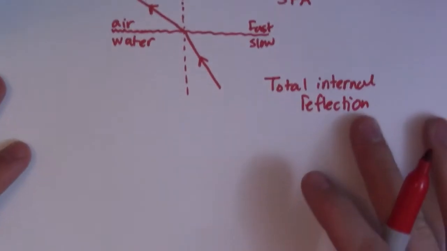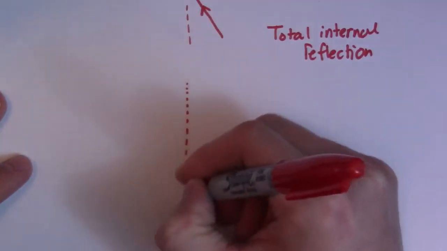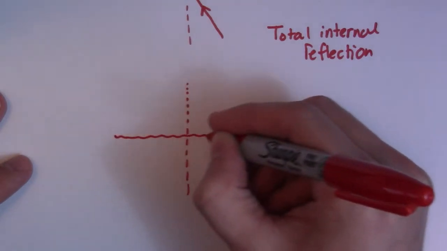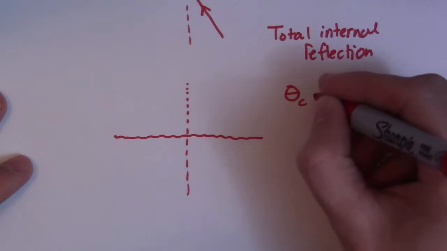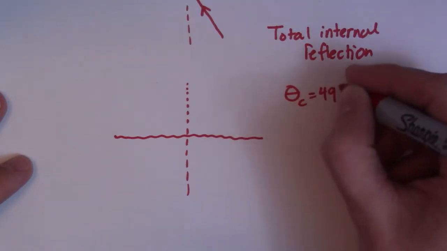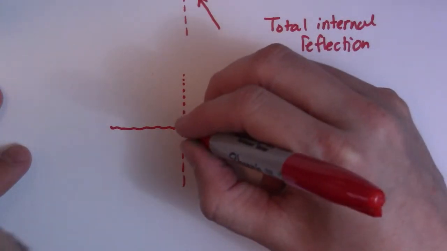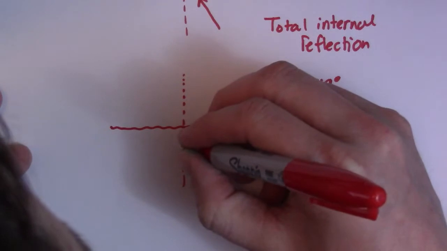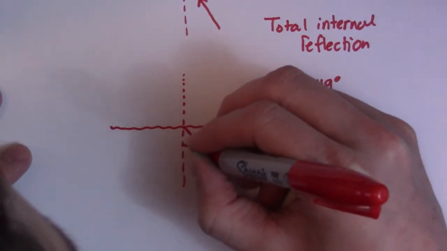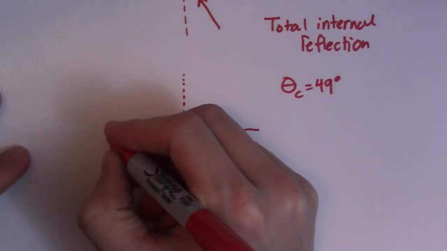So let's use the exact same situation. I just happen to know off the top of my head that the critical angle for light is 49 degrees. I'll explain what a critical angle is in a second. So I'm going to draw in this critical angle right here. There it is, 49 degrees, just like that. So that's my critical angle. So this is water and air again.